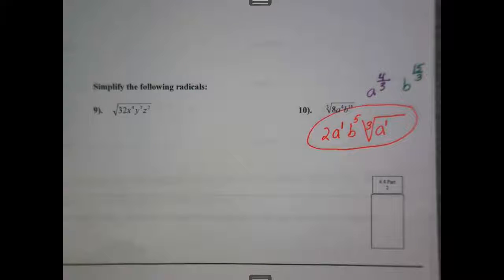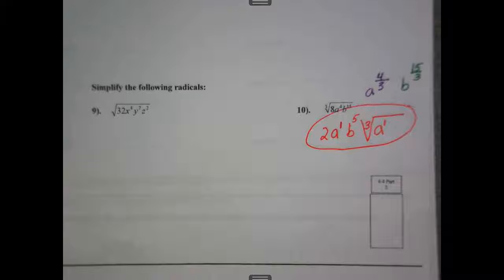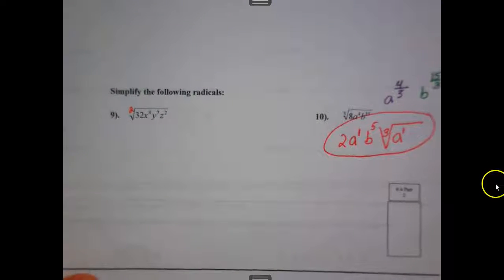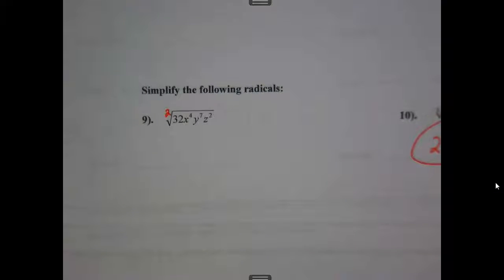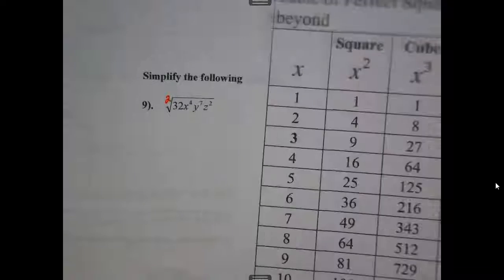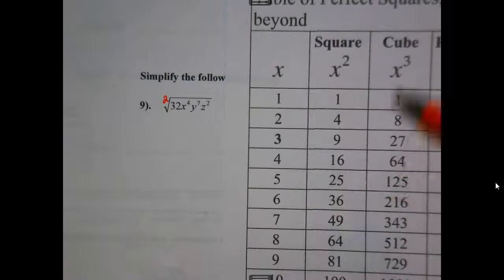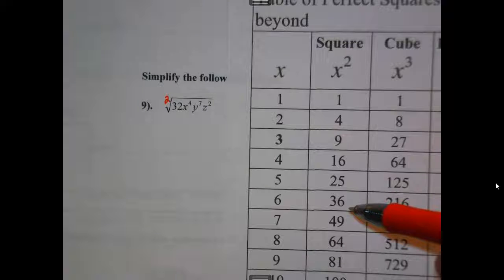Now, number 9. If the root isn't showing, what's the root? That's the exponents. 2, right, Blake? So there's a 2 for our root. All right, so let's see. I'm going to look at my squares, and I'm going to look for 32, and it's not on there. So what do I do? Skip it, right?